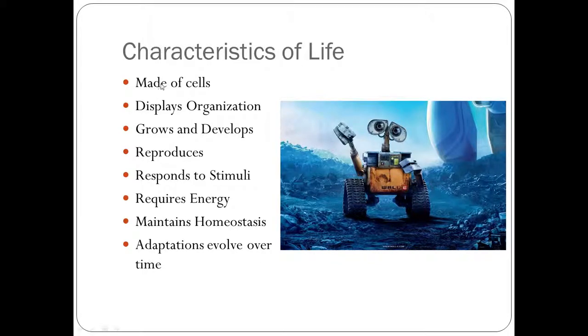The first one is made of cells. Second is displays organization. Then third we have grows and develops. Fourth we have reproduces. Fifth we have responds to stimuli. Number 6 is they require energy. 7 is it maintains homeostasis. And 8 is that adaptations will evolve.